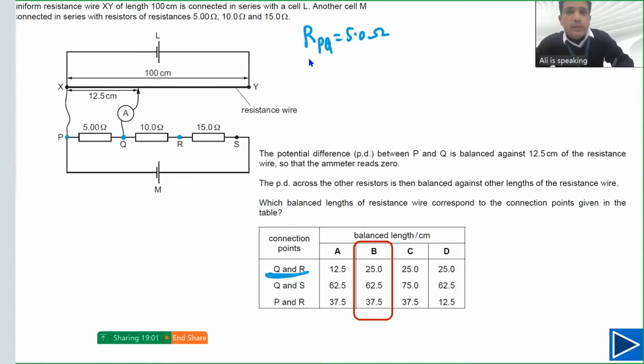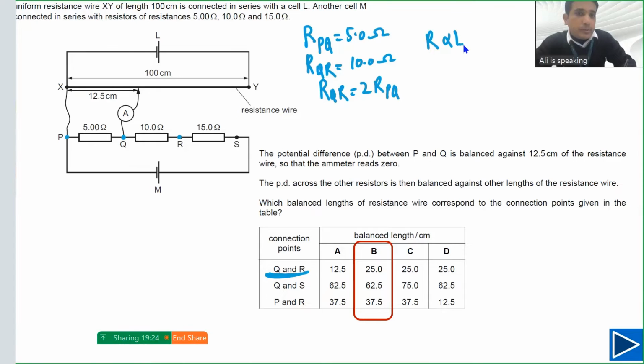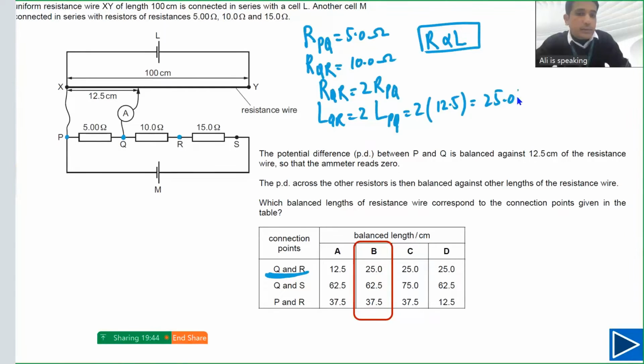And the resistance of QR in this case is equal to 10.0 ohms. So simply we can say the resistance of QR is equal to 2 times the resistance of PQ. As resistance is directly proportional to L, the L for QR has to be equal to 2 times L of PQ. So 2 times 12.5 gives us 25.0 centimeters. So this is the answer, and this one is right.